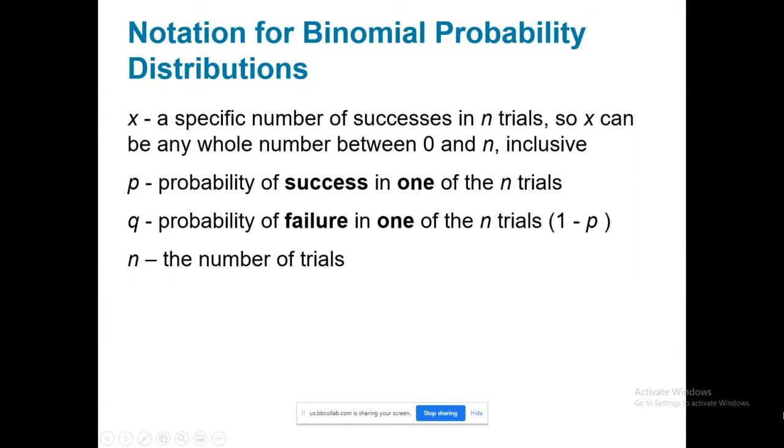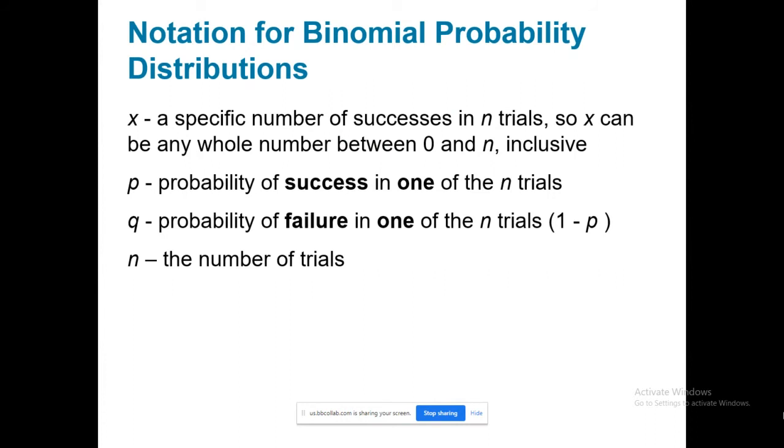All right, so now we'll look at some notations for a binomial distribution. Once we've determined we have a binomial distribution, the next thing we'll do is pull out these particular quantities. We would have to pull out X, P, Q, and N. X would be the specific number of successes. P would be the probability of success.